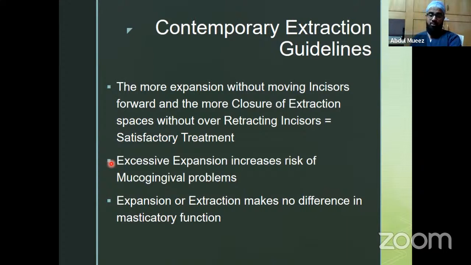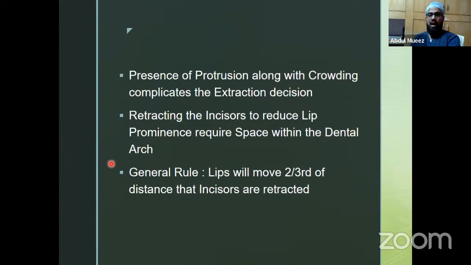But it is for sure that by expansion you might develop mucogingival problems, and the presence of protrusion along with crowding complicates the extraction decision. Imagine there is a protrusion, and then there is crowding, and then the orthodontist will be in a dilemma. In these cases, we do something called therapeutic extraction.